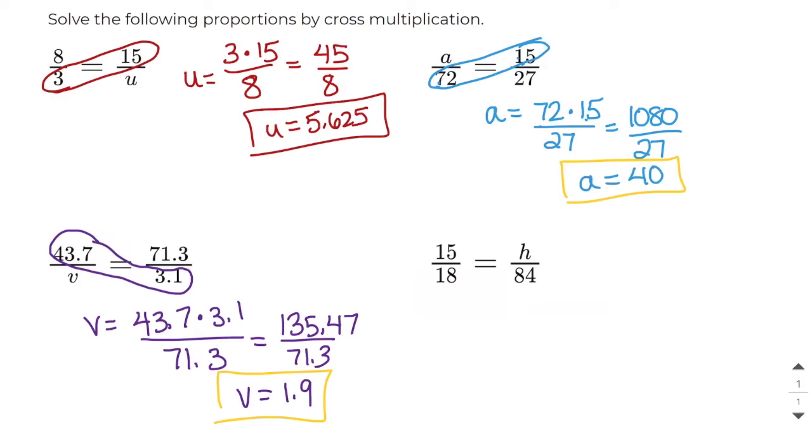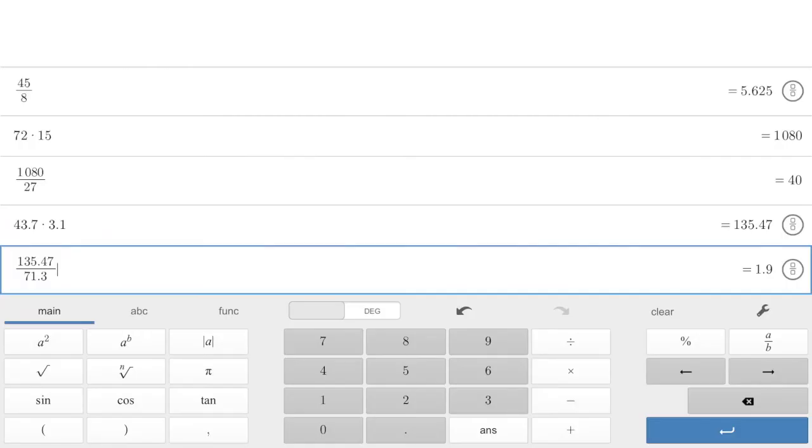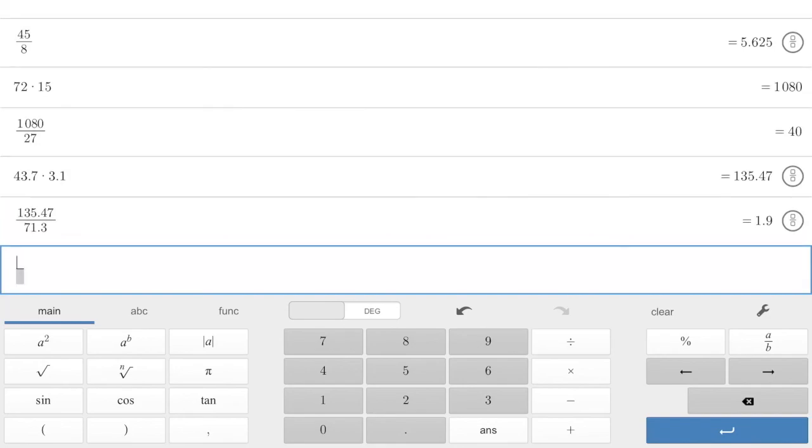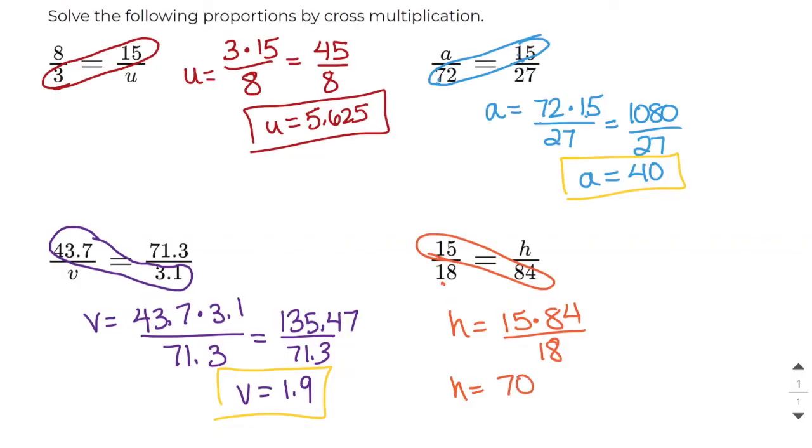And then lastly, in this example here, to figure out what H is, I would have to multiply 15 by 84 and then divide that by this 18 that we have here. And I can actually do that whole thing into my calculator all in one step, but make sure you have your fraction first. And Desmos is nice because if you press the divide sign, it gives you that fraction right away. So I'm going to type in 15 times 84 all over 18, and I end up getting 70. So here, H would be equal to 70.